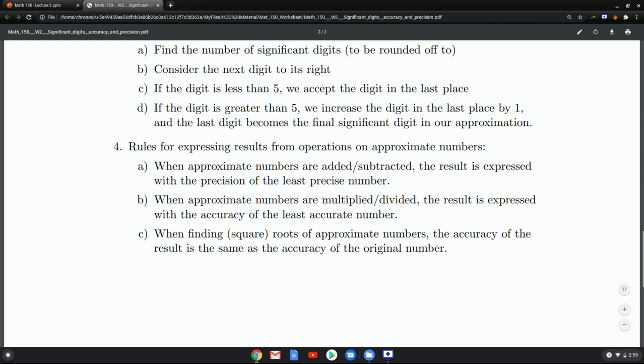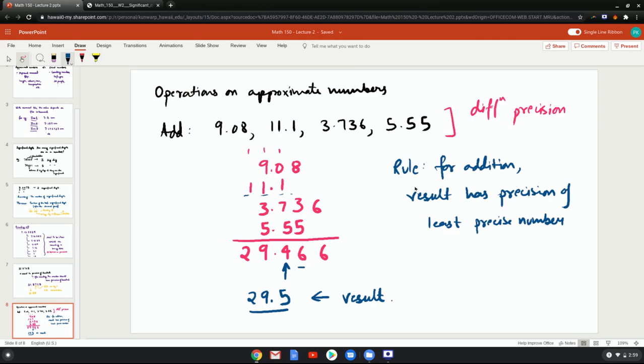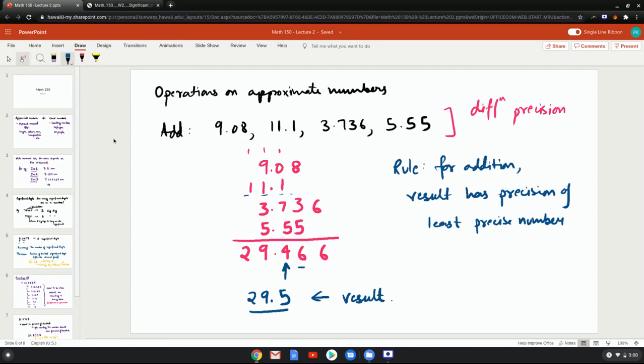A similar rule follows for multiplication and division. The result is expressed with the accuracy of the least accurate number. So in this case, it's accuracy. When finding the square roots of approximate numbers, the accuracy of the result is the same as the accuracy of the original number. So if your original number has an accuracy of 2, then your square root will also have the accuracy of 2. So this is the second prereq, because we will be working with a lot of physical objects, measurements. You should be able to express the results in a correct, consistent fashion.